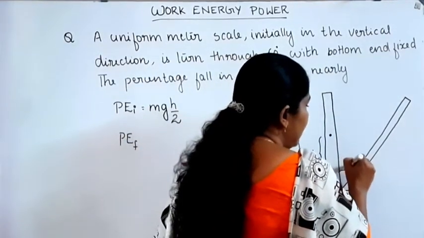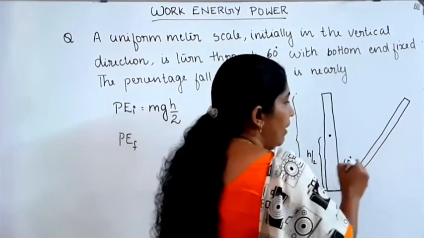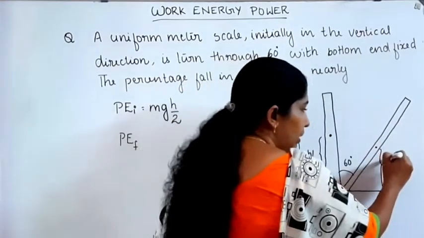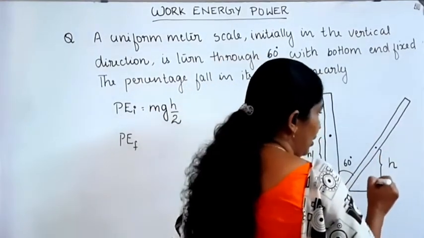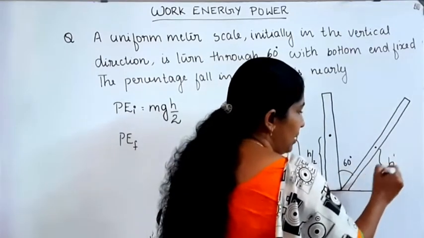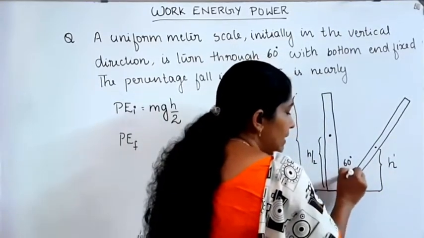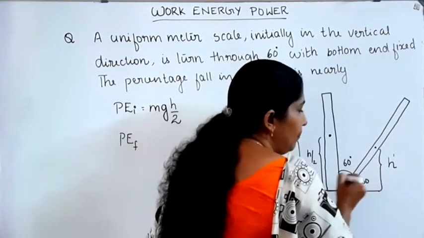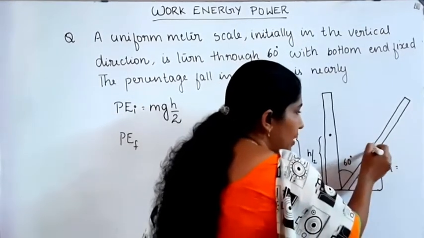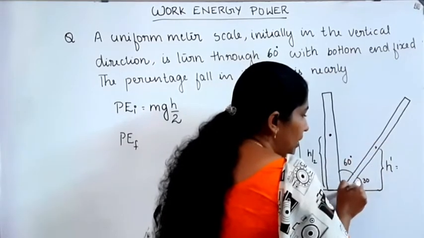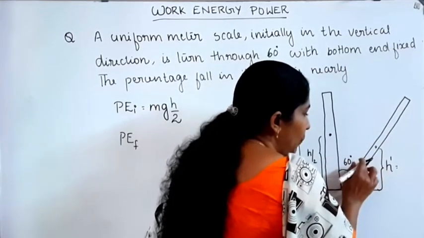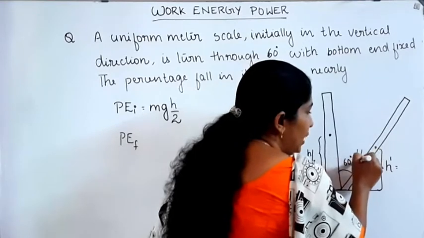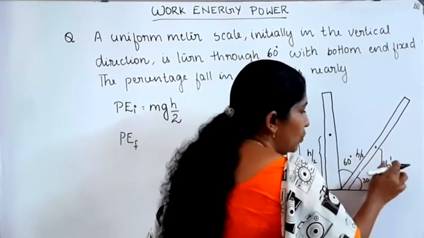Through an angle 60 degree. What about the height? We want to find out this height h dash. If this angle is equal to 60 degree, what about the remaining angle? That's equal to 30 degree. Then what about the height of this portion from here to here? The height is equal to h by 2. Then which component of h by 2 is here?